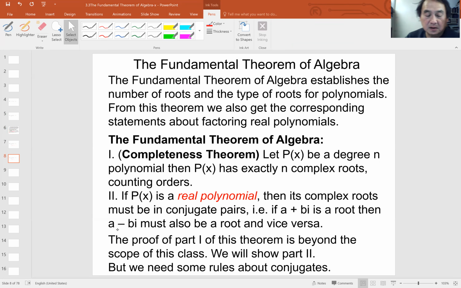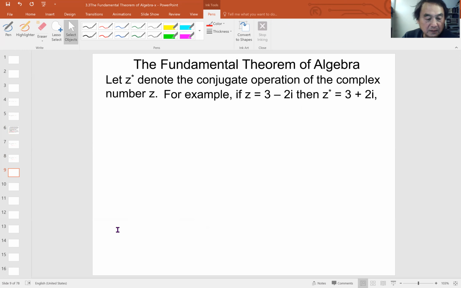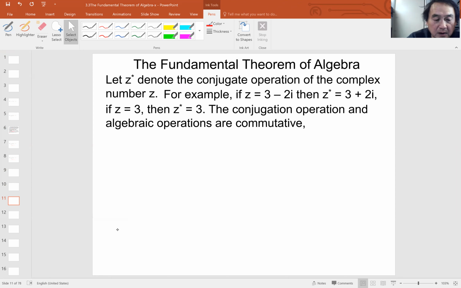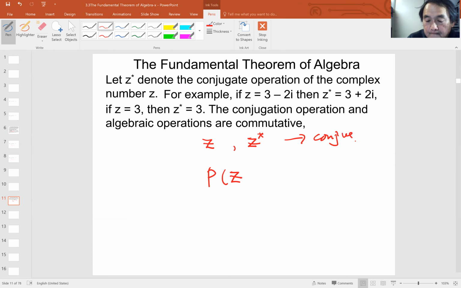The first part, the completeness theorem, we cannot prove in this course. But the second part, we can verify. Let z and z star be conjugate pairs. So if z is 3 minus 2i, then z star is 3 plus 2i, with the sign in the middle different.